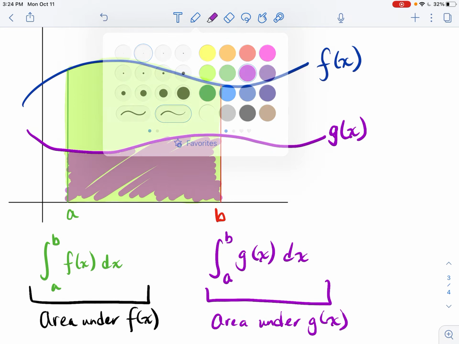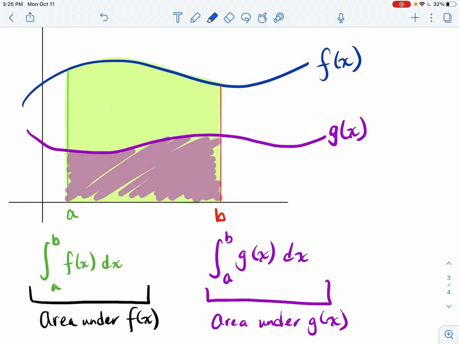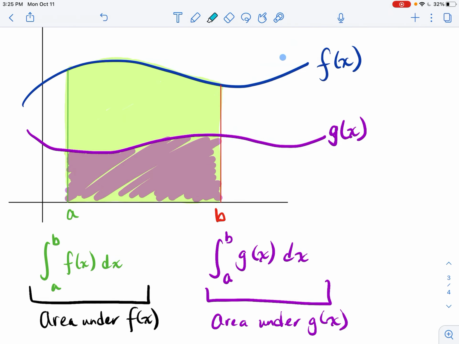Now, suppose I then asked you to find this area. Well, let me actually use a different color here. I'm having a hard time selecting which color. Let's do something a little different here. Why am I taking so long to think of this? All right. Let's say I just said I wanted to find this area here.